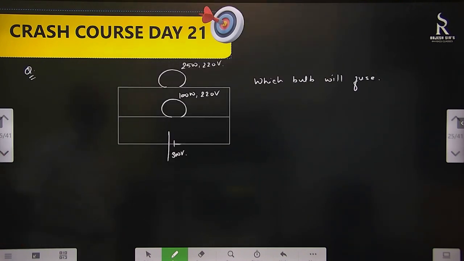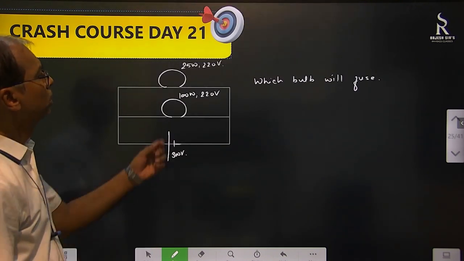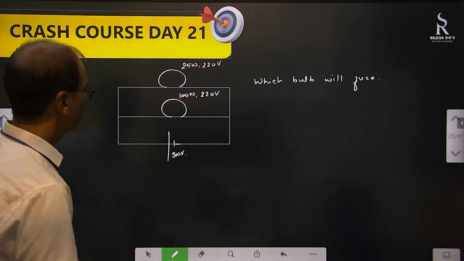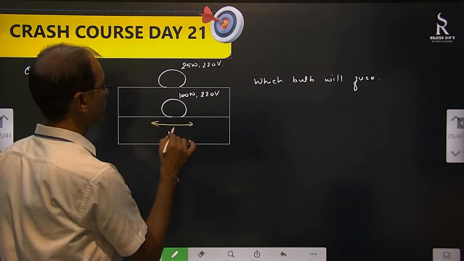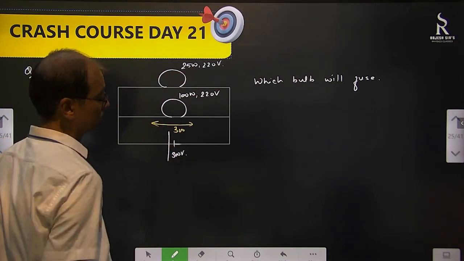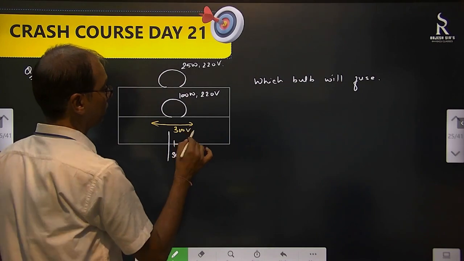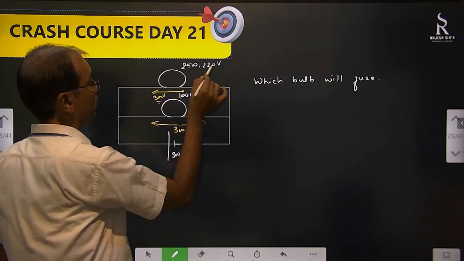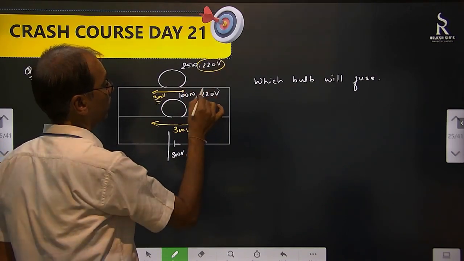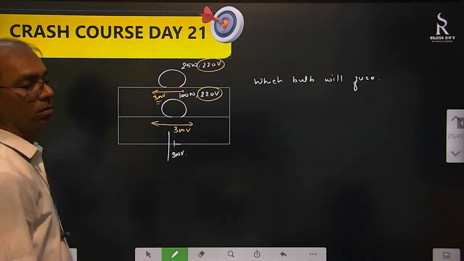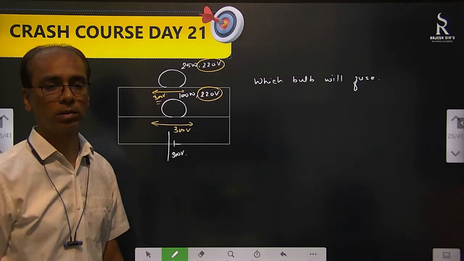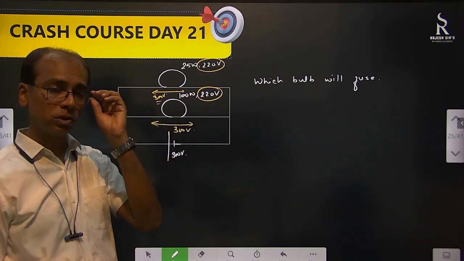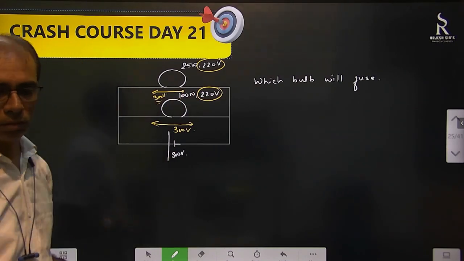Then which bulb will fuse? 25 watt, 220 volt, and 100 watt, 220 volt, across 300 volt. Oh sorry, they are connected in parallel, so this is 300 volt and this is also 300 volt. How much is its capacity? 220, 220. Both will fuse, because we are applying more. The power supply is more than the power rated, so both will fuse, not one.